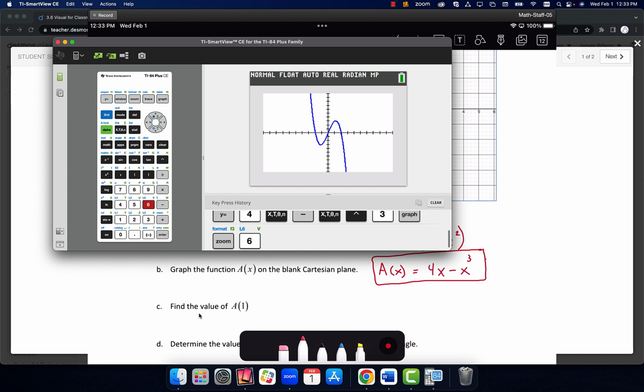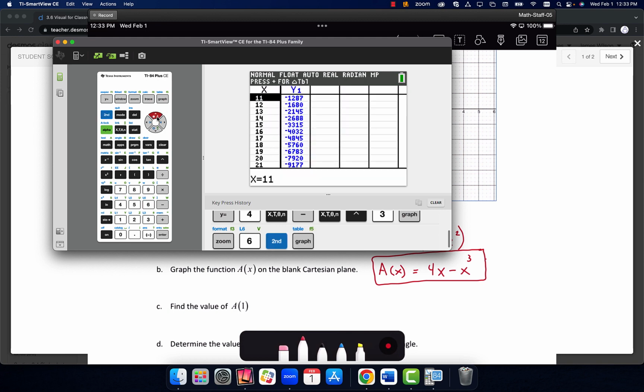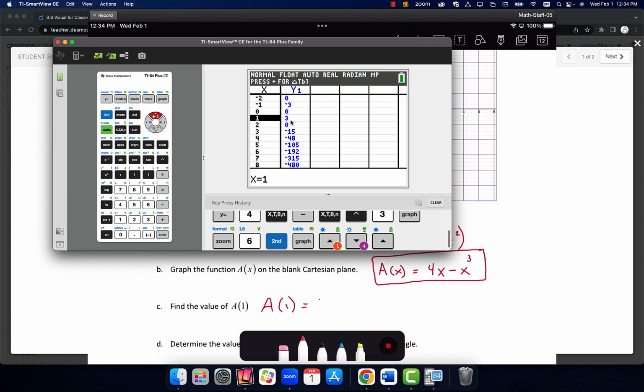Part C is asking us to find the value of A evaluated at 1. So we can do that in the calculator. Second graph will take us to the table. And if we scroll to when x is 1, we can see that the area is 3. We can do that algebraically as well. So using algebra, A evaluated at 1 is equal to 4 times 1 minus 1 cubed. 4 minus 1 is 3. So we can do it by hand, or we can use our calculator to confirm our answer. The area when x is 1 is 3.